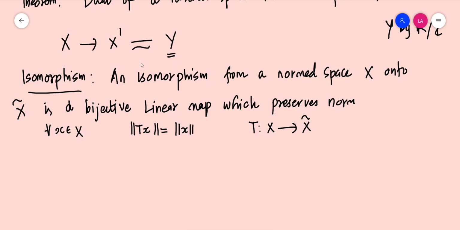Our objective was to somehow understand the dual of some classes of spaces, which is not an easy thing. But what we are going to do is define an isomorphism from X dash onto another space Y, which we already know. If that is possible, then X dash should be isomorphic to that space Y. Since we already know the properties of Y, we can easily understand that X dash has the same set of properties. So that's why we define such a notion.